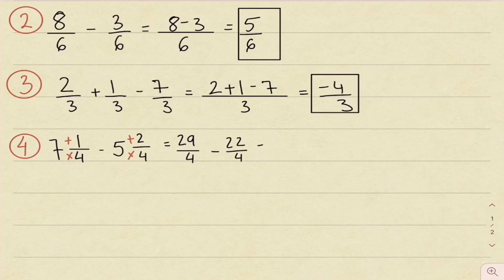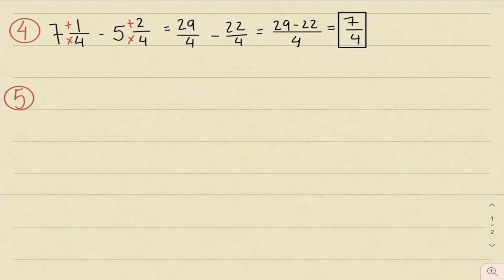22 over 4. So now I have two fractions subtracting each other with the same denominator. I keep that denominator and I subtract 29 minus 22. The answer is going to be 7 over 4. Now I'm going to go ahead and do another example with mixed numbers and fractions adding and subtracting each other.